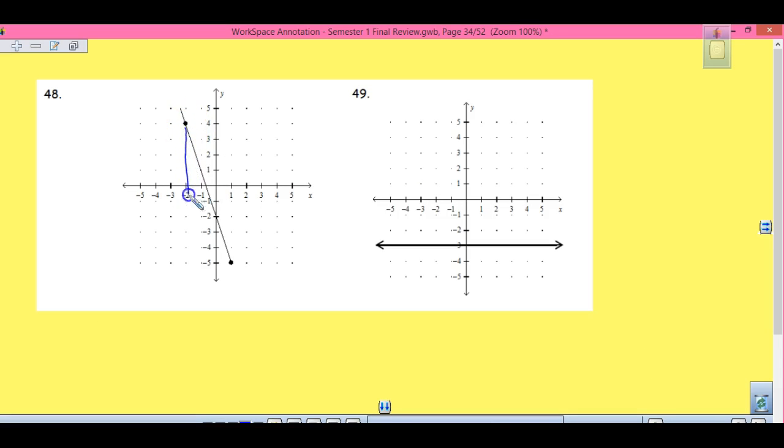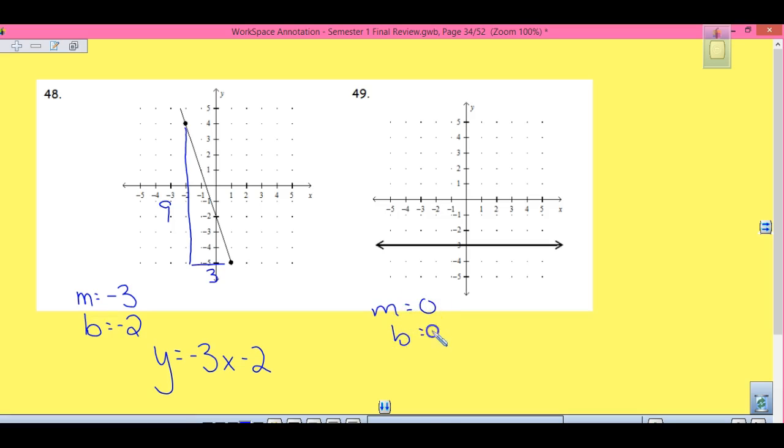Okay, this guy. Rise. Run. So my slope is, careful, -3. My y-intercept is -2. So y equals -3x minus 2. This guy, my slope is 0. My y-intercept is, so my equation is y equals -3. Good.